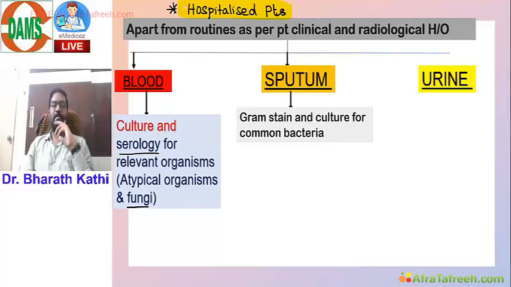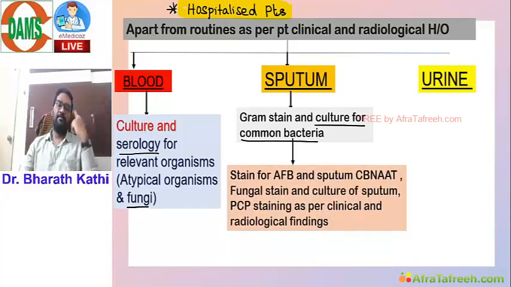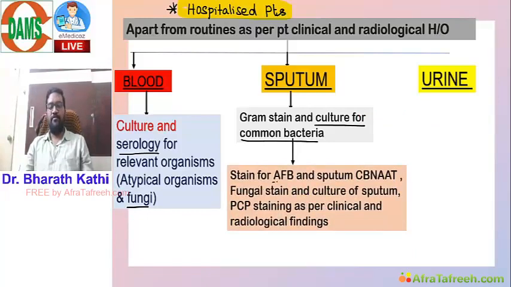Now sputum examination, you have to send it for gram staining and culture for common routine bacteria, to look if there is any routine bacteria. And whenever you are suspecting some opportunistic infection or tuberculosis, you have to do that staining also. If you suspect it to be tuberculosis, especially in our country, you should send it for acid-fast staining and CBNAAT.